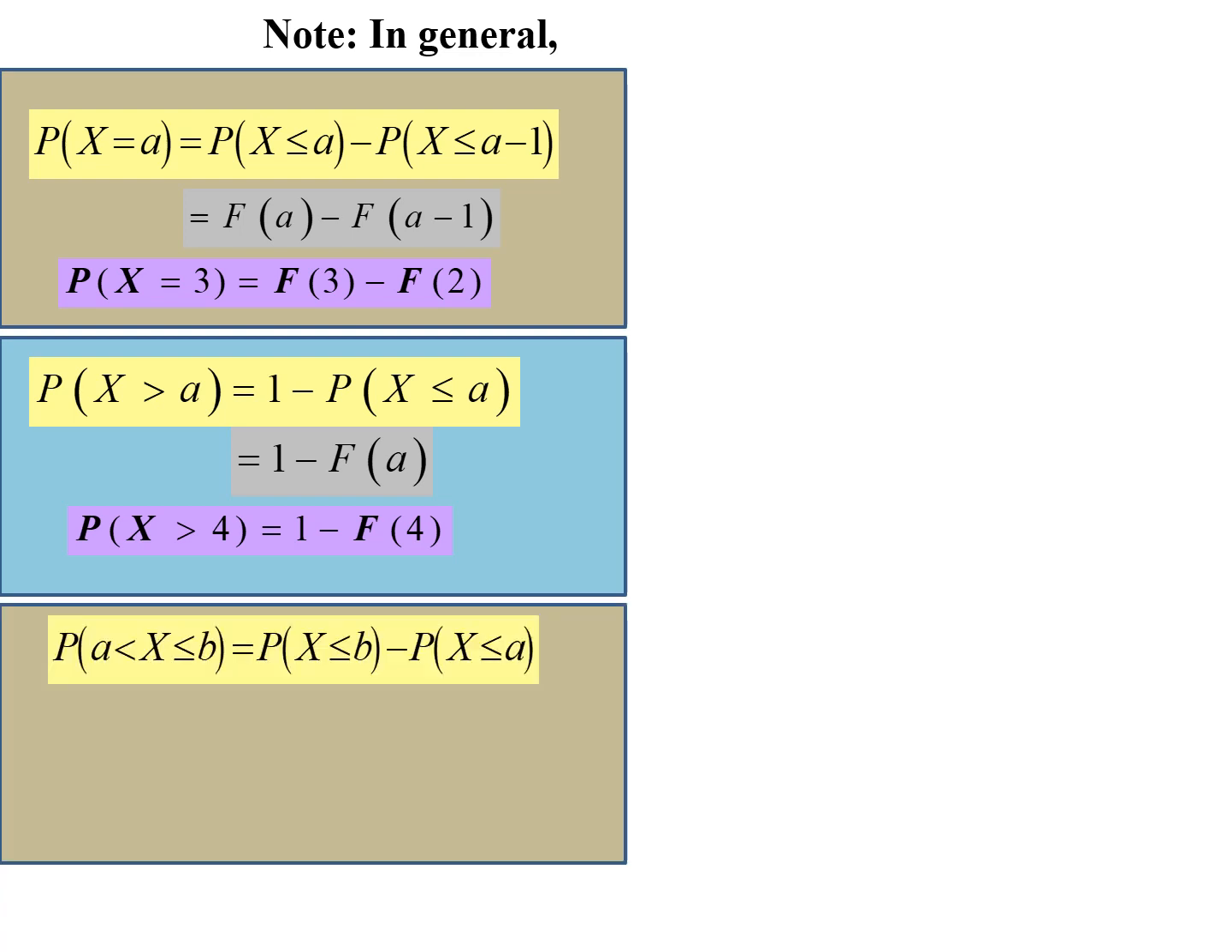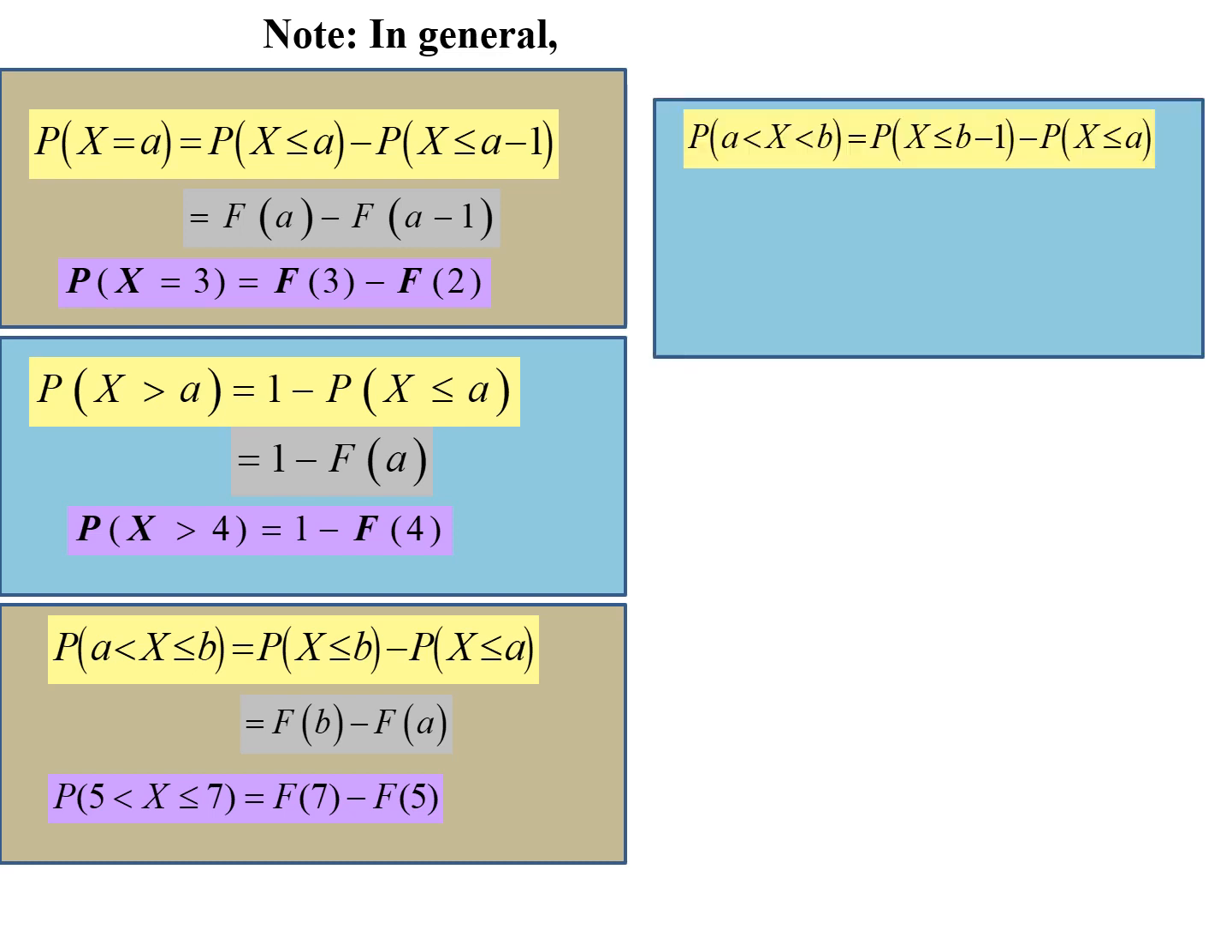Probability X is less than or equal to b, greater than a. It is equal to probability X is less than or equal to b minus probability X is less than or equal to a. You can write down using the cumulative distribution function, F(b) minus F(a). The example, probability X is less than or equal to 7, greater than 5, we can write down as F(7) minus F(5).